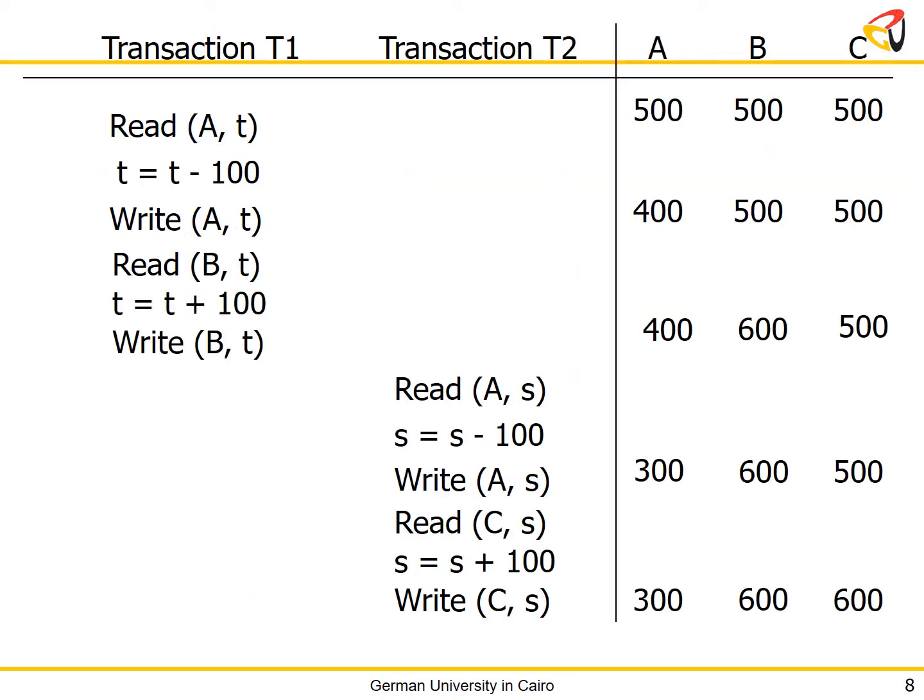If the two transactions run one after the other, we don't have an issue. The first one is going to take 100 from A, as you see on the table on the right hand side. So the 500 becomes 400, and then we add that to B. And the next transaction T2 will take 100 from A. It was 400, now it will become 300, and then we add this 100 to C. So my final result is 300, 600, 600 for the three accounts, and again the total is 1500.